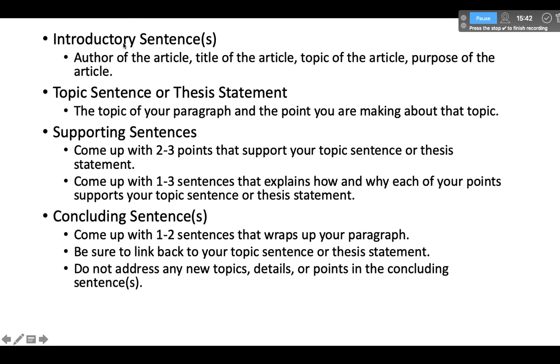So a body paragraph needs to be a particular length. So let's look at this. If you have an introductory sentence, that's 1 sentence. A topic sentence, that's another sentence there, so that's 2. And then if you have 2 to 3 points of support, you're going to have 4 to 5 sentences there. And then each point of support is going to be between 1 and 3 sentences.